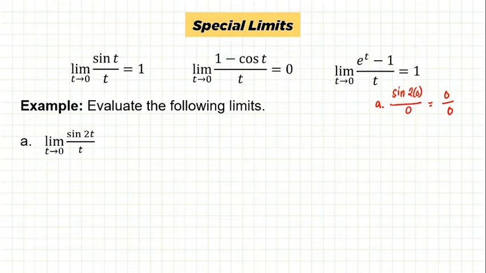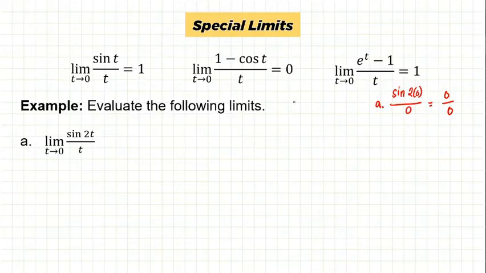Second step is to manipulate. So dapat kung ano yung nasa numerator or yung angle na nasa sine, dapat yun rin yung nasa baba. Right? So we have 2t here. So dapat yung nasa baba, 2t rin. Right? So in that case, what are we going to do para maging magkapareho yung nasa taas at nasa baba?